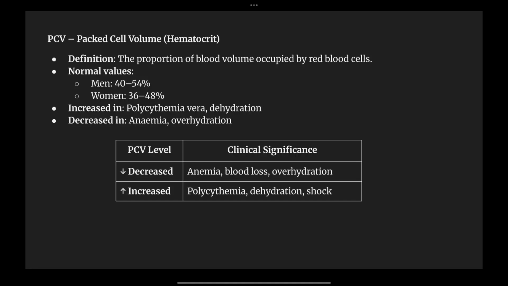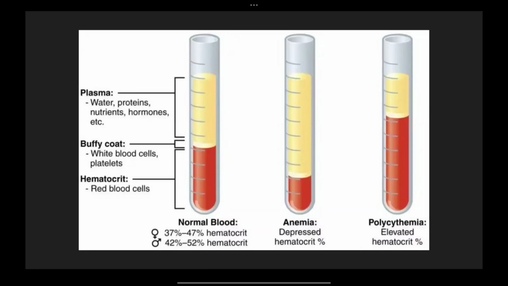What causes might lead to increased PCV? Polycythemia vera and dehydration can lead to increased packed cell volume values, and decreased values can be due to anemia or overhydration. Now PCV levels, as I told, clinical significance, the same thing is put over here. You can see the table. Now how is PCV determined? A normal blood volume has been shown as 37% to 47%.